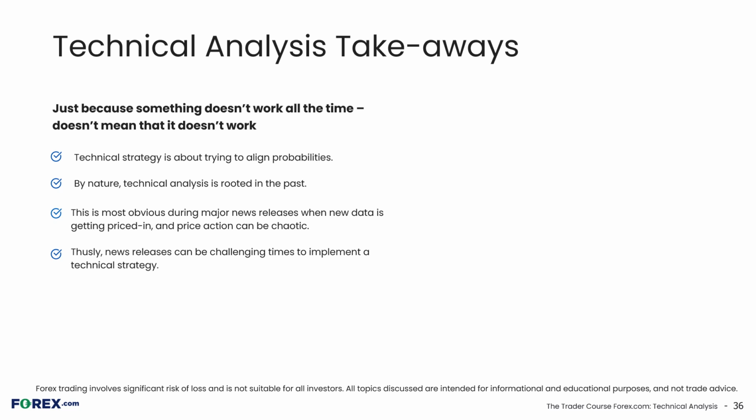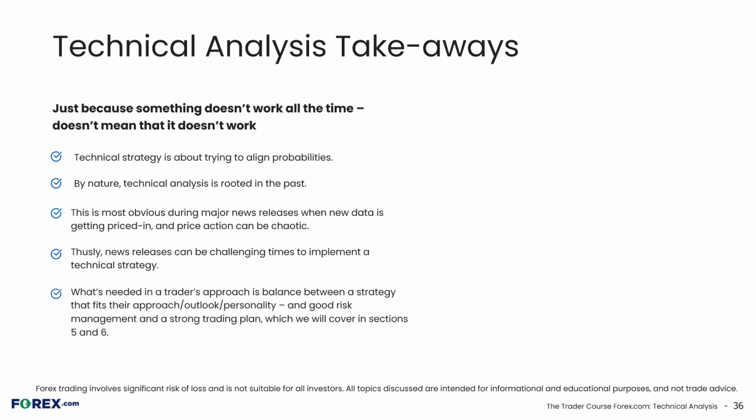Technical analysis is rooted in the past, but that does not mean it can't help. It only means the utility of that analysis is more clear and transparent in the fact that it's obvious that the past does not predict the future. What is necessary is some element of balance between a trader's strategy that's focused towards the trader's approach, outlook, or personality, and a good risk management plan, which is part of a trading plan, which we will discuss at length in our final installment of this course.